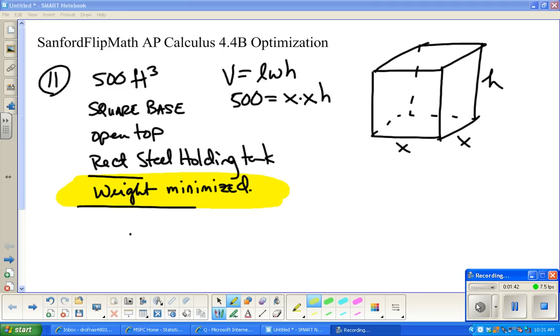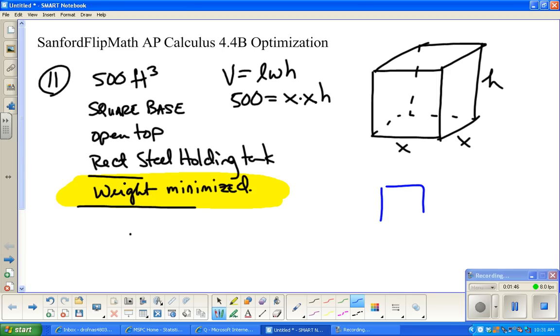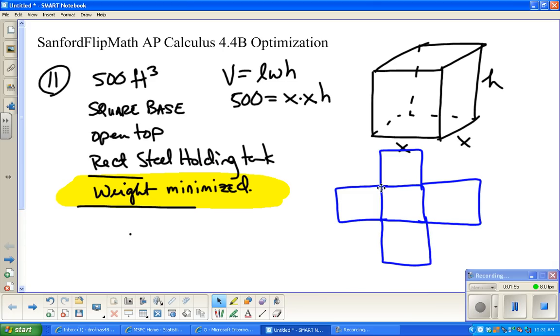If we make that assumption, then ultimately it's about the surface area of the tank. I'm going to draw what some people call a net. Here's the base, and then I would fold these sides up and make that box. This is x all the way around, and the sides would be that height, h.